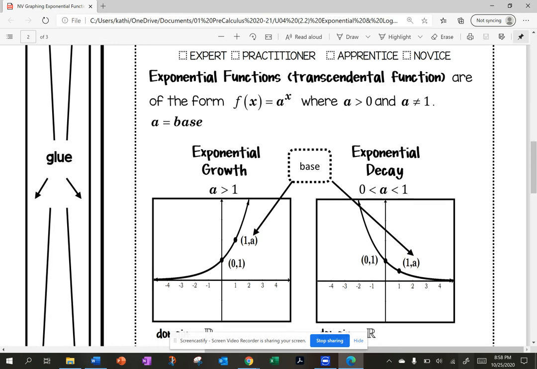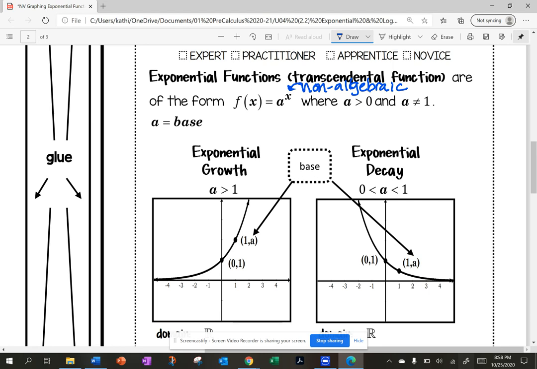All right, let's start out. The exponential function is called a transcendental function, which means it is a non-algebraic function. This has to do with the variable being the exponent. So the function is in the form of a to the x, where a is greater than 0 and not equal to 1, and a represents the base.